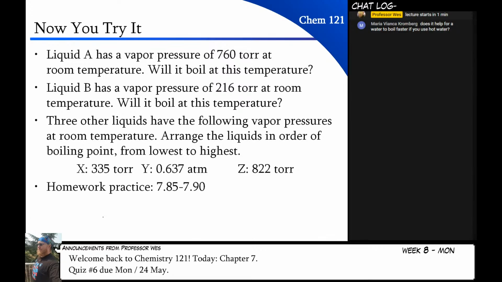You'll have to look up the relationship between torr and atmospheres in the previous section. And it is in the slides, so you can look that up, or you can look it up on Google. Liquid B has a vapor pressure of 216 torr. Will it boil at this temperature? And then for the three liquids shown below, arrange them in terms of their boiling point, lowest boiling point to highest boiling point, if those are their vapor pressures. Again, you're going to need to do some conversions from torr to ATM, or whichever unit you want to work with.